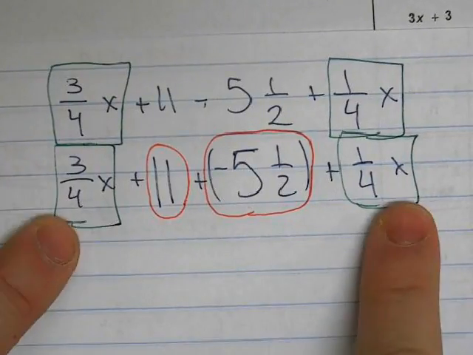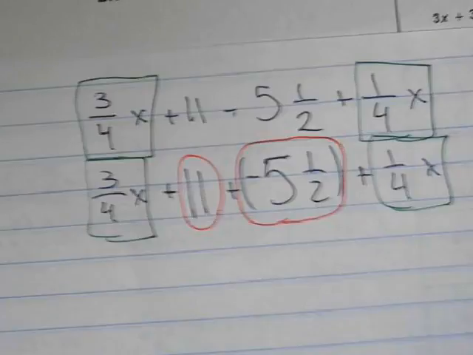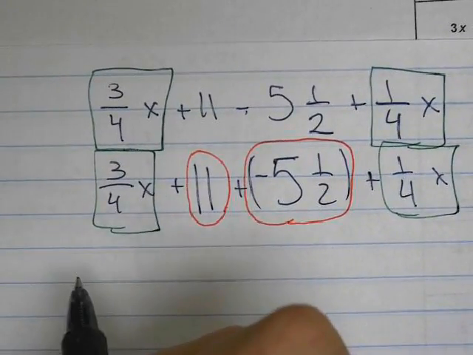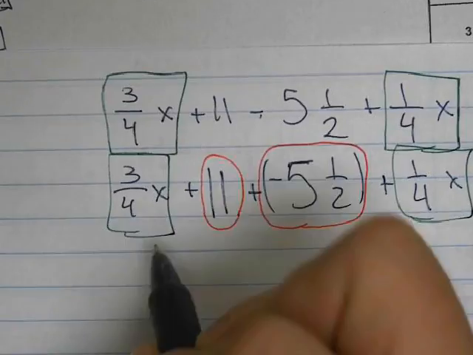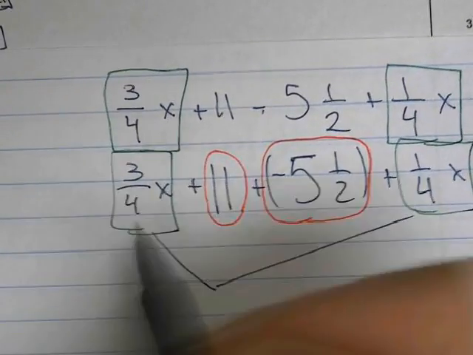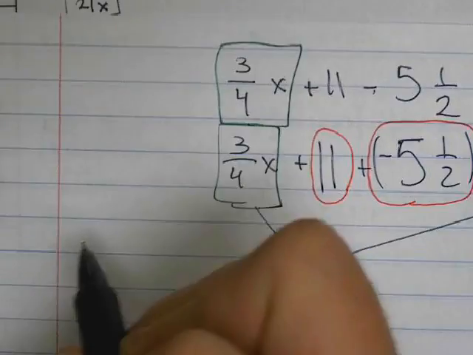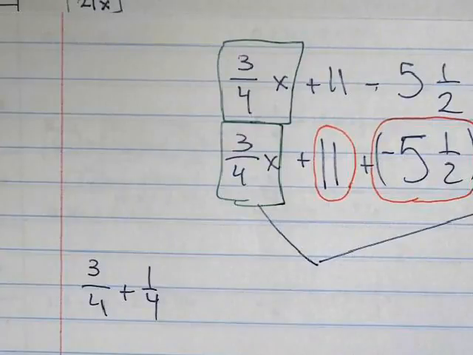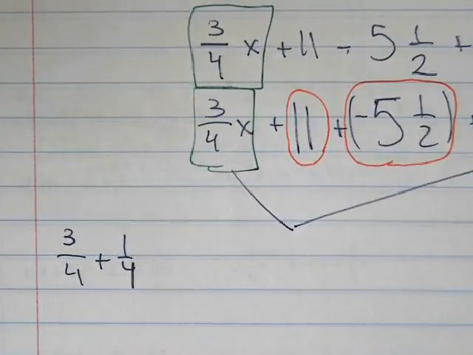Okay, let's combine our fractions. Now remember, we'll do some side work over here. When we're adding fractions, I have 3/4 x plus 1/4 x. So I have 3/4 plus 1/4. Now we need common denominators to add fractions.